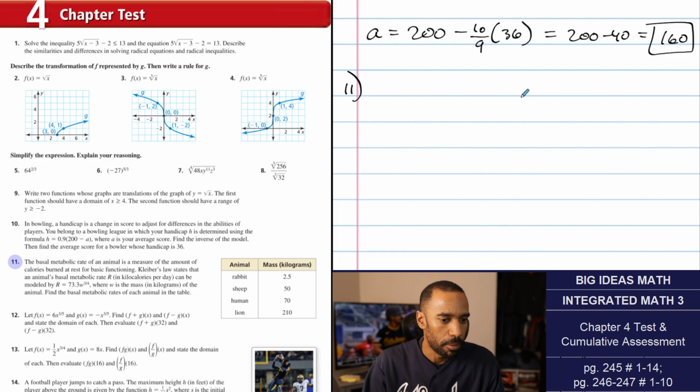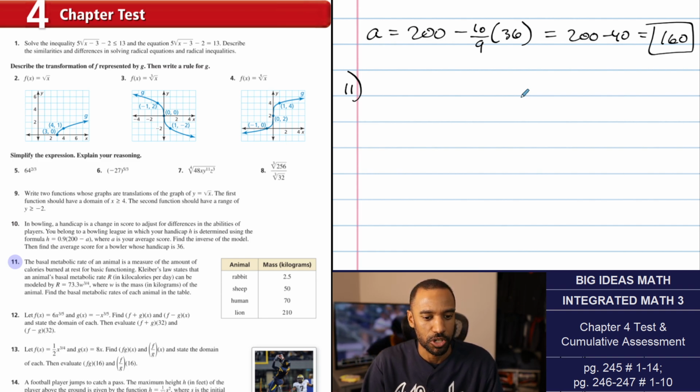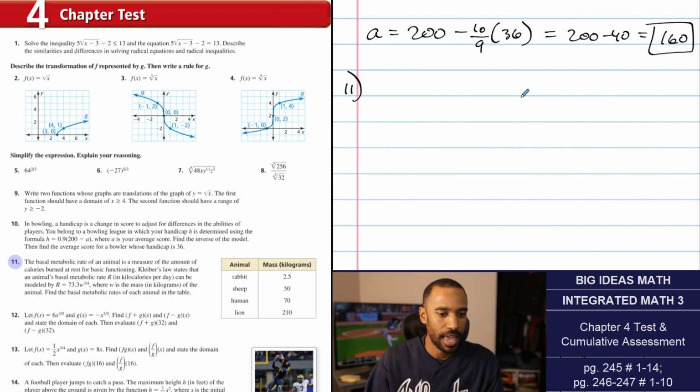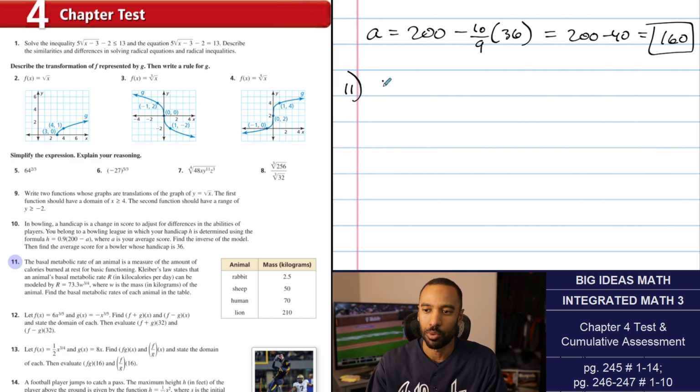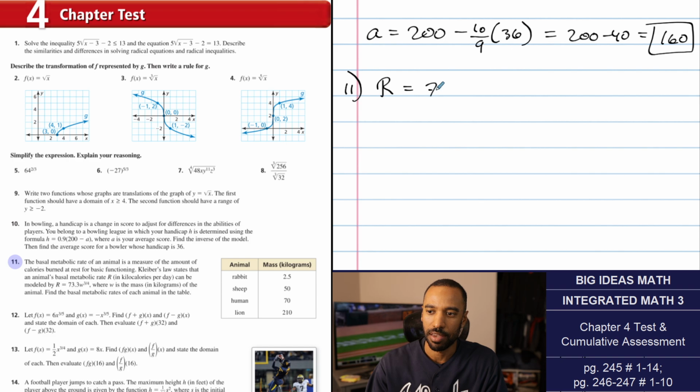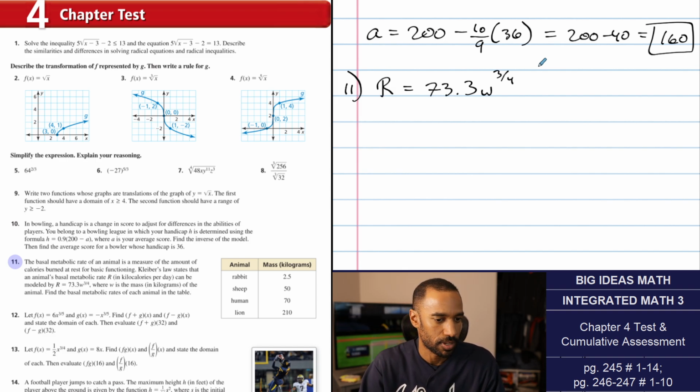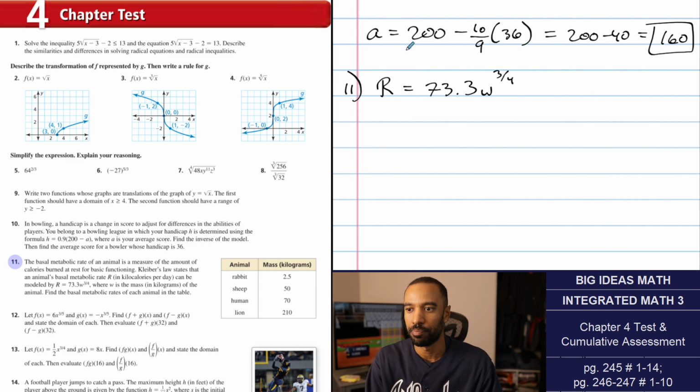The basal metabolic rate of an animal is a measure of the amount of calories burned at rest for basic functioning. Ooh, humans on there. Let's see if that's a good or bad number. Kleiber's law states that an animal's basal metabolic rate R in kilocalories per day can be modeled by R equals 73.3 times W to the 3/4 power, where W is the mass in kilograms of the animal. Find the basal metabolic rates of each animal in the table.